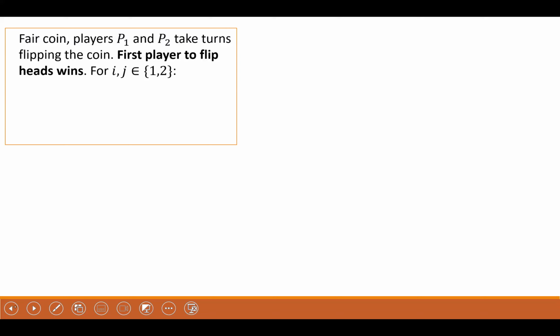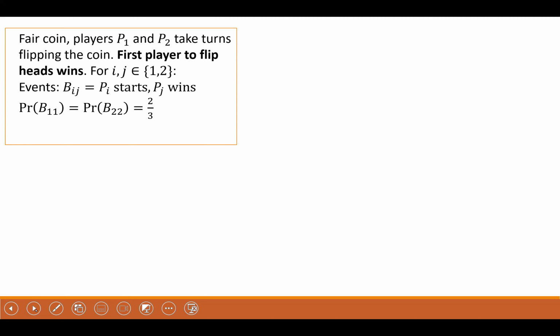Okay, so this is the same game. We're flipping a coin. The second player to flip heads now wins. So we're going to say that this game now, in some sense, is 2 individual games, right? So I have one game until the first player flips heads, and then I follow that by a second game where the next player flips heads.